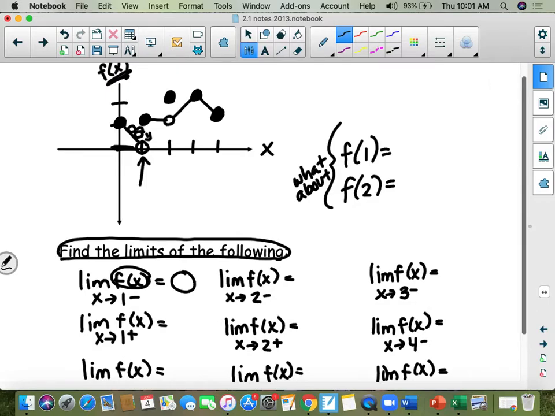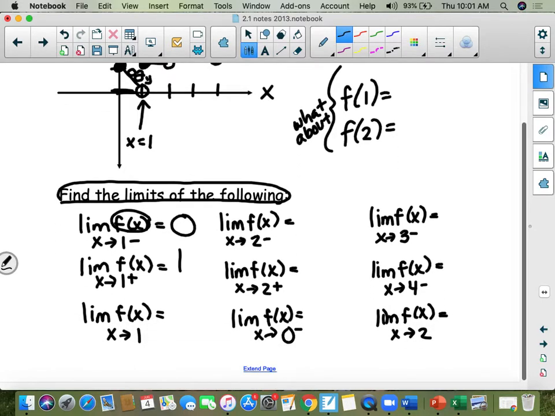Okay, let's approach 1 from the right. If we're going to approach 1 from the right, there has to be a road coming from the right side of 1. Well, here's 1. This is x equals 1. Here's the road, and it's approaching it from the right. The intended y value is 1.